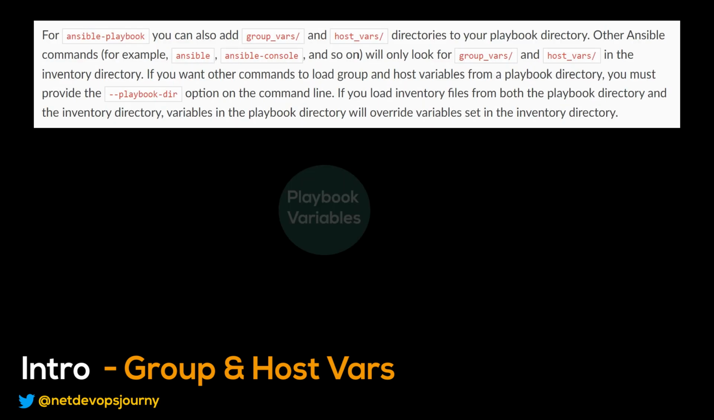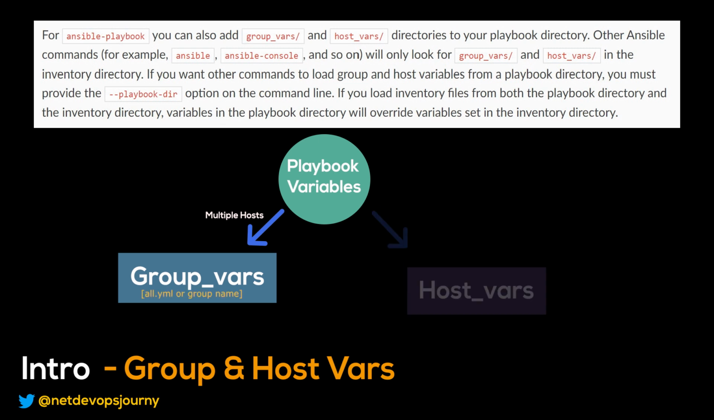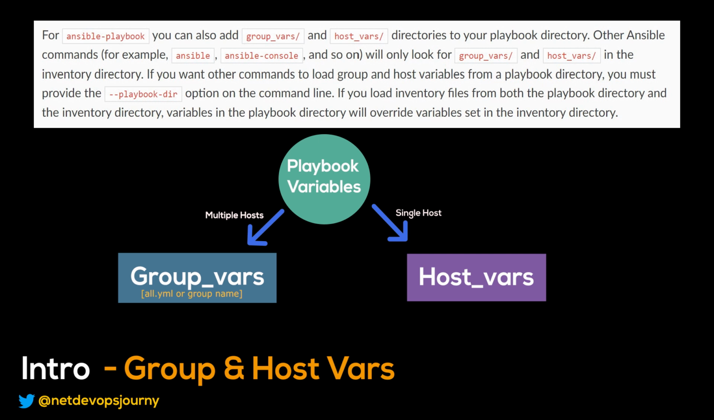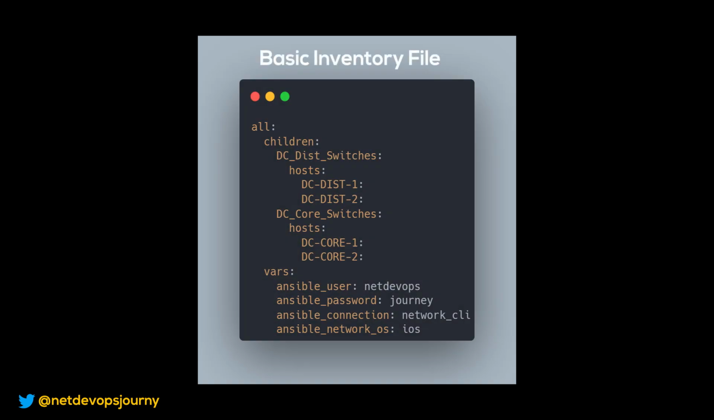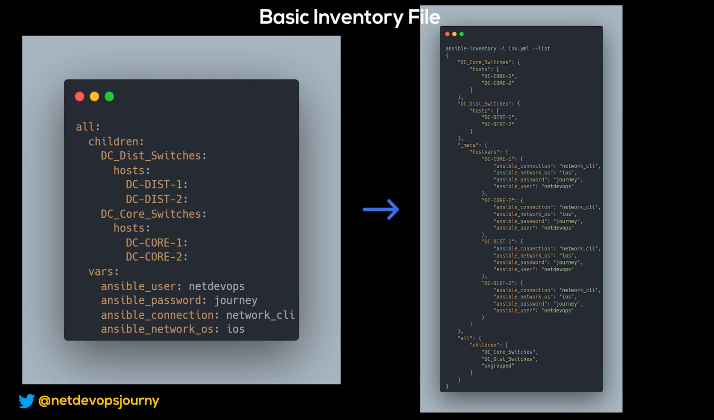To put this in context, group vars carries the variables for multiple hosts at once. Usually we'll have an all.yml file for the entire group's variables, whereas host vars apply variables specific to an individual host or device. So let's take some examples here to understand this better. When we have just an inventory file, whatever variable we specify at the group hierarchy will be part of the host vars. So here you can see all these variables are in the host vars in the inventory output.